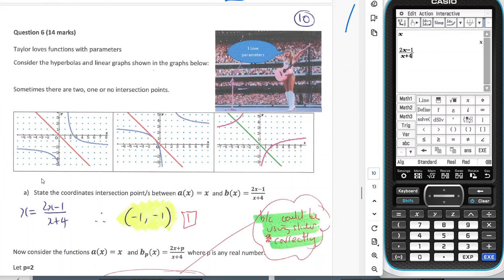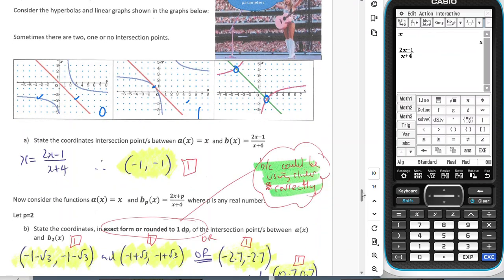Okay, so question number 6 is about Taylor-Loving parameters. And you've been given 3 graphs here. Sometimes hyperbolas and straight lines have no intersection. Sometimes hyperbolas and straight lines have 1 intersection, and sometimes they have 2. So this question is exploring maybe one of those conditions going to be met.